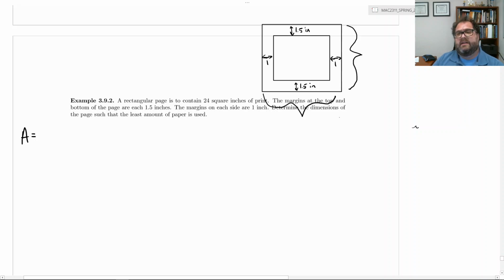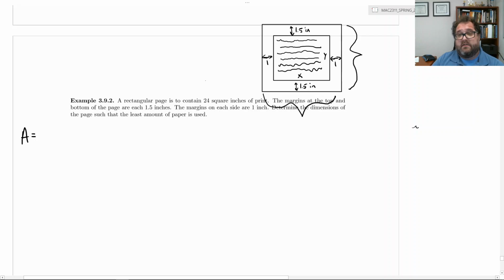Okay, well, we need to label a few things. A rectangular page is to contain 24 square inches of print. There are different ways to do this, but I'm just going to put an x right there and a y right there. Now why? Because now we can say that that's where the print is going to go. Here's where the print goes, the interior rectangle where all the words go, and that's going to tell you the area of the print.